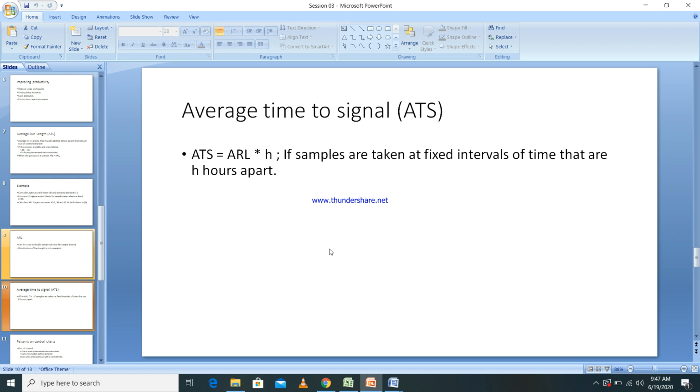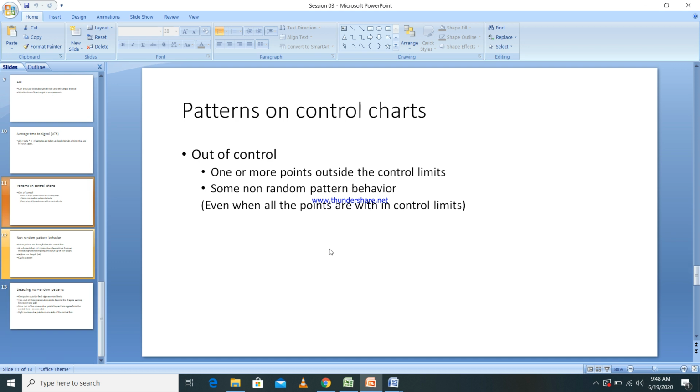So the average time to signal is calculated using this formula. First you have to take the average run length, then you have to multiply that by h. So h is, if samples are taken at fixed intervals of time, the hours apart. That is, the time interval is denoted by h. For example, if you are taking samples every 2 hours from your production, h is equal to 2. So the average time to signal you can calculate using this formula, right?